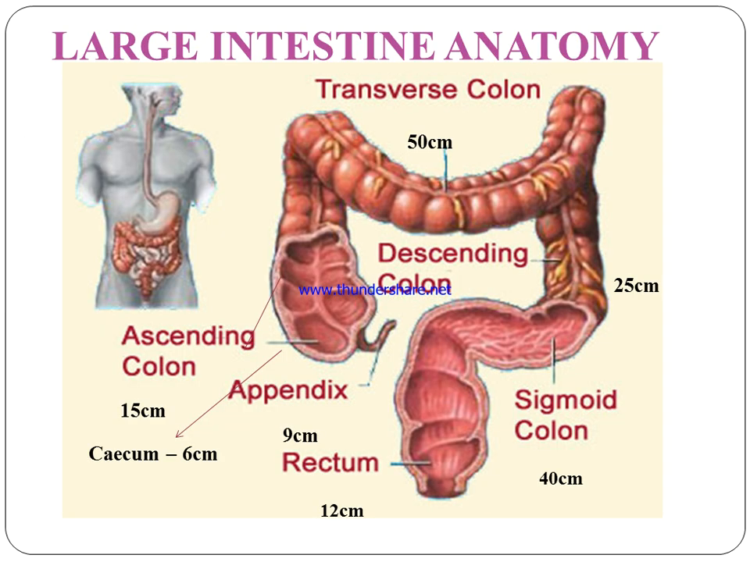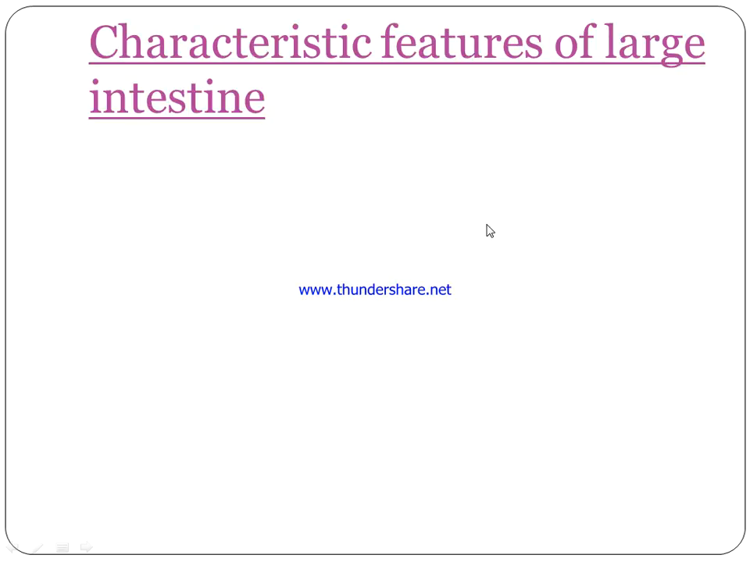These are the structures or images shown on your screen. This is large intestine anatomy. In our large intestine, this is our ascending colon, this is our transverse colon, and this is our descending colon. This is the sigmoid colon, this is our rectum, and this is our appendix. This is the cecum. Appendix size is 9 cm, cecum is 6 cm, ascending colon is 15 cm, transverse colon is 50 cm, descending colon is 25 cm, sigmoid is 40 cm, and rectum is 12 cm. These are the basic sizes of our large intestine.